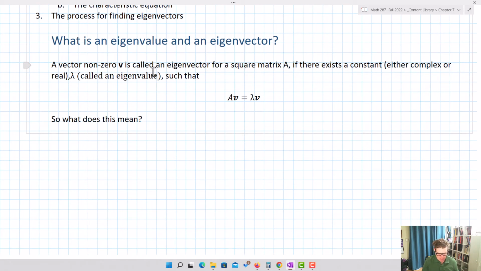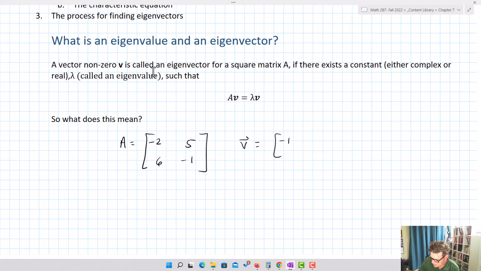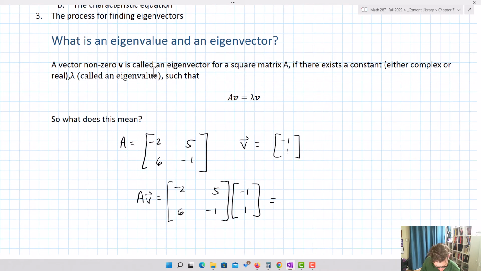Let's suppose that I have a matrix A equals [-2, 5; 6, -1], and a vector V equals [-1, 1]. I'm going to multiply A times V. You can pause this if you'd like to, or you can just take my word for it. Multiplying [-2, 5; 6, -1] by [-1, 1], what I get is [-7, 7].